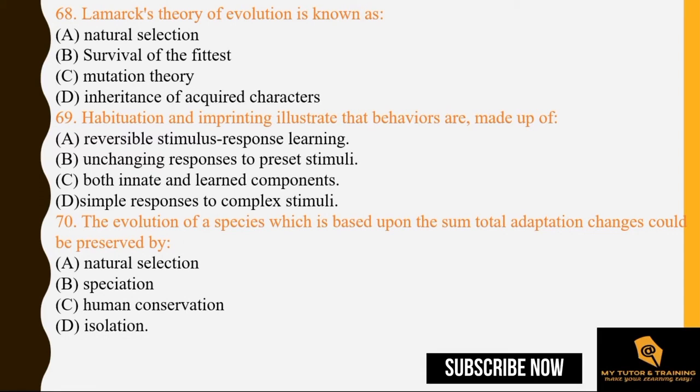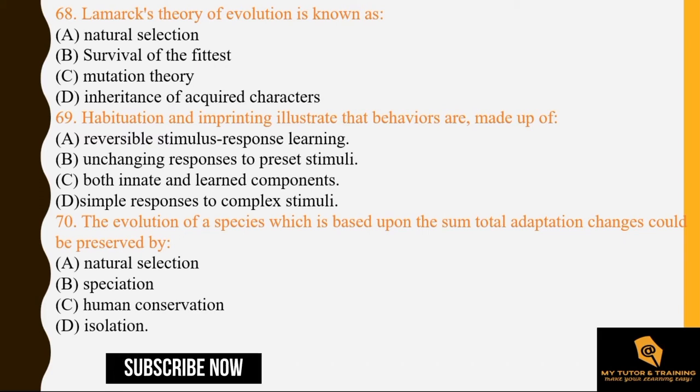Habituation and imprinting illustrate that behaviors are made up of: A. Reversible stimulus-response learning. B. Unchanging response to preset stimuli. C. Both innate and learned components. D. Simple response to complex stimuli. So the correct answer is choice D.